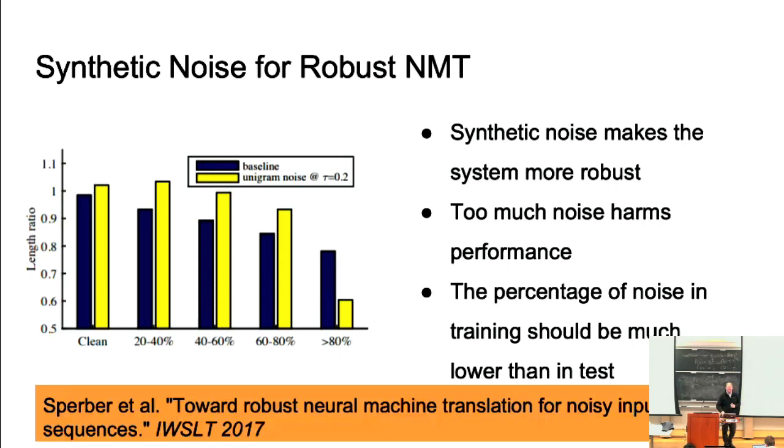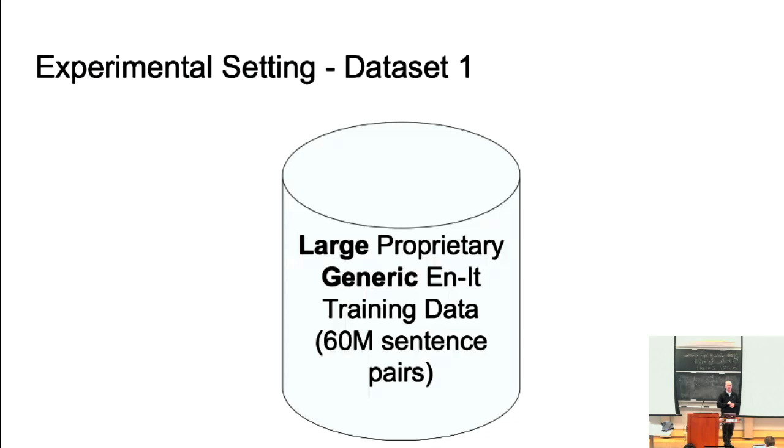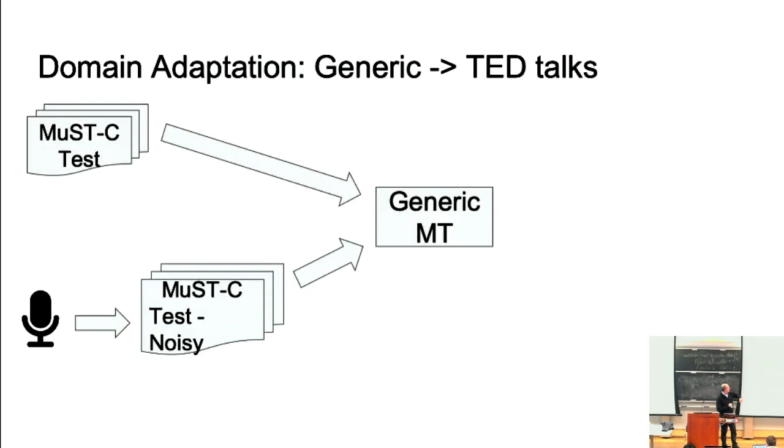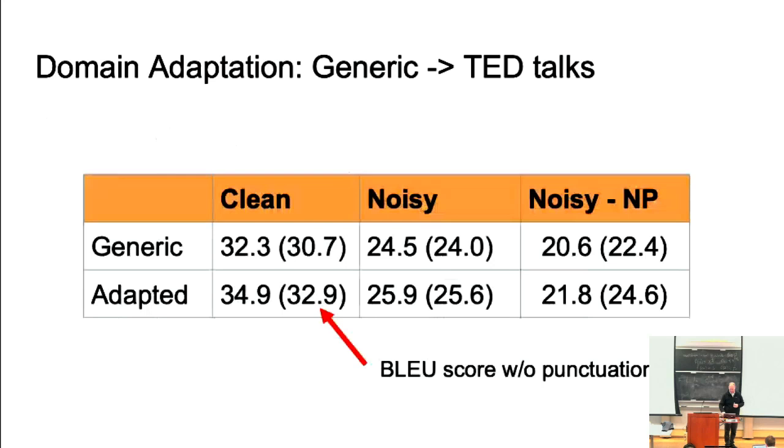So here, we use Amazon Transcribe as the ASR engine, and TED Talks data, for which we also have speech, which we can automatically transcribe. In our experimental setting, we work on English to Italian. We train a large system using a lot of data and experiment with TED Talks, for which we have everything we need. Again, we have one generic system that must be able to translate correct transcripts and automatic transcripts. We do it both with generic MT and with the domain adapted MT. Domain adapted here means adapted to clean TED Talks.